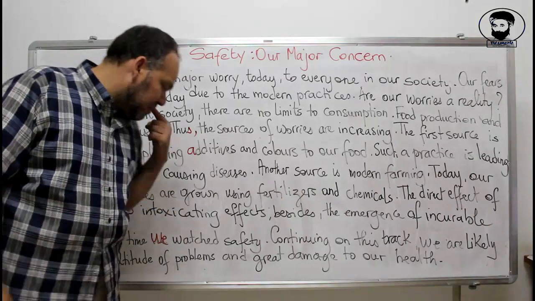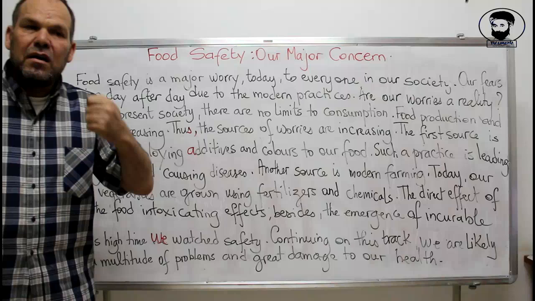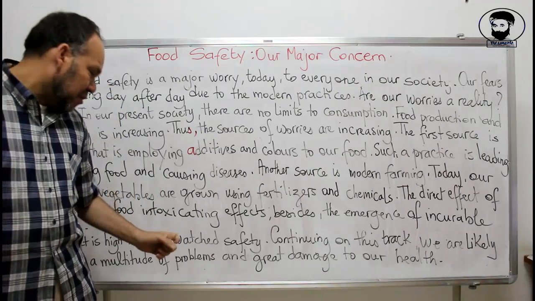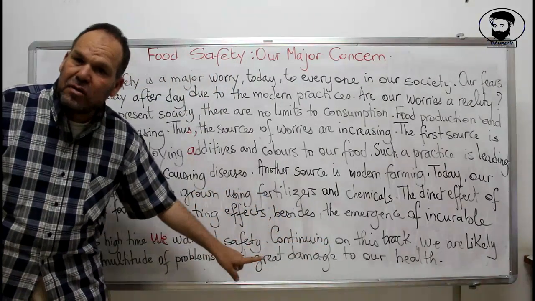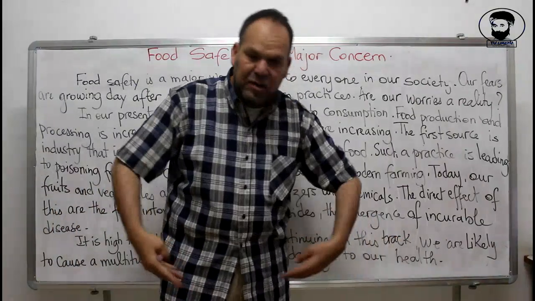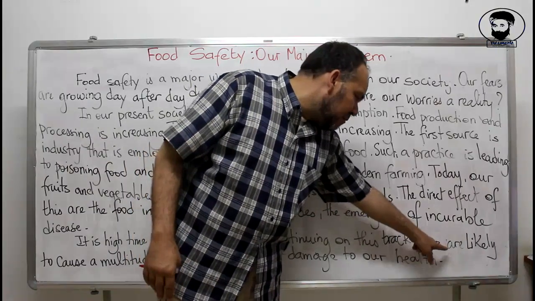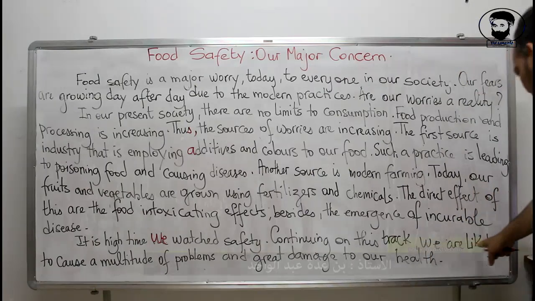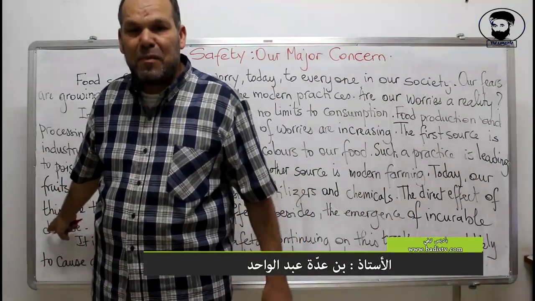So we watched safety. Watch here, not see. Watch means take care of our safety. It means be cautious, be careful. Watch safety, full stop. Continuing, remember the use of the gerund. Continuing is a noun here. Continuing on this track, on this way, comma, we are likely to. Remember likely to? The expression of probability.